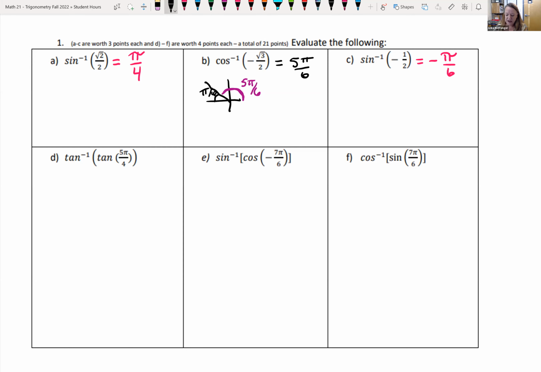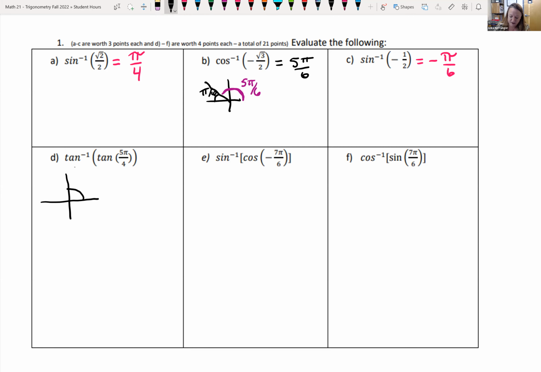So this next problem, tangent inverse of tangent of 5 pi 4ths. Normally the inverse function and its original function will undo each other, giving us the argument. But we need to be careful because we have that inverse in the expression, and tangent inverse is only between negative pi halves and pi halves. And 5 pi 4ths does not fall in there. So let's graph where tangent of 5 pi 4ths is.